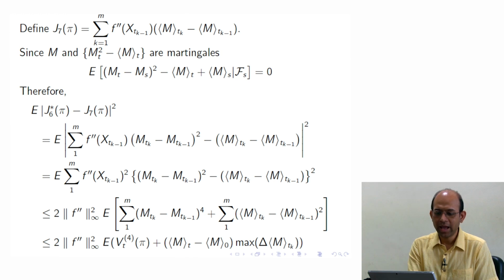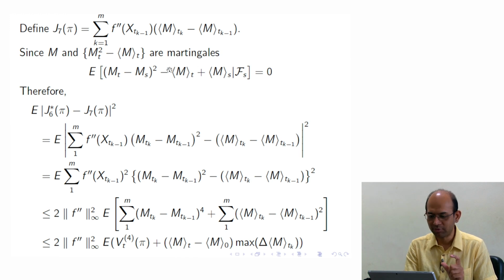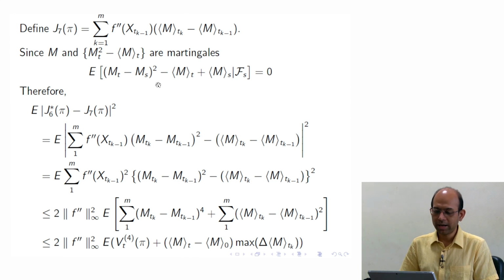Since M and M_t squared minus the quadratic variation <M>_t are both martingales, by the definition of quadratic variation, both are martingales. So M_t minus M_s this time, and then the difference of this thing, that is M_t. If I put a bracket, then I would get M_t minus M_s. But if I open the bracket, then I will get minus M_t plus M_s. So given F_s this is 0, correct, because this is a martingale.